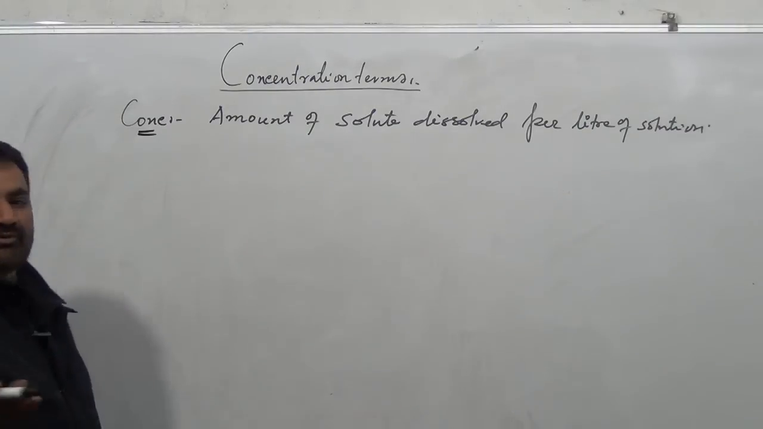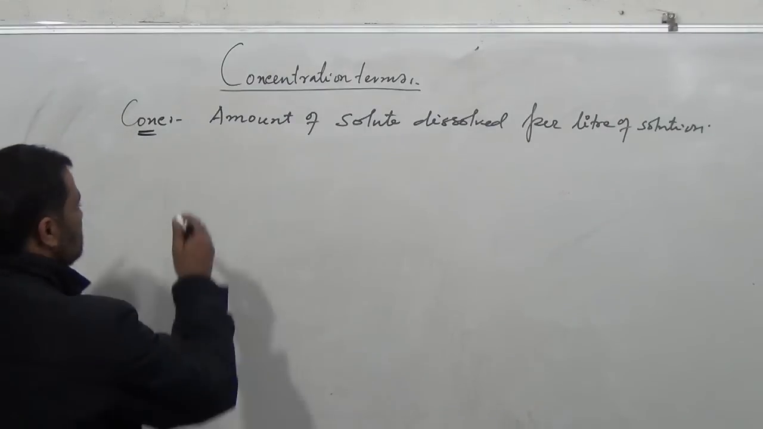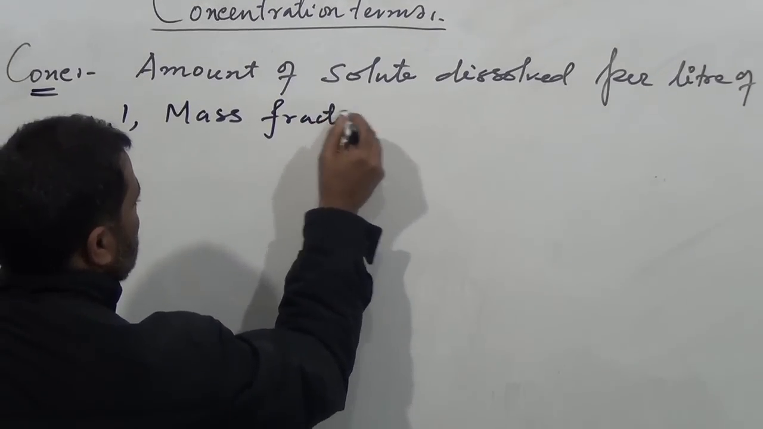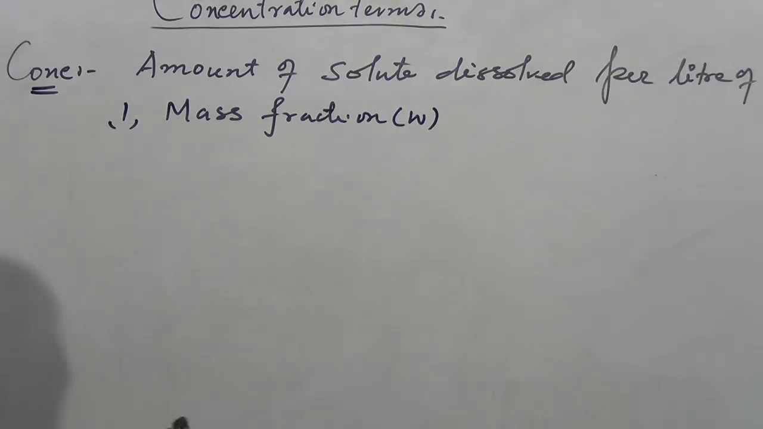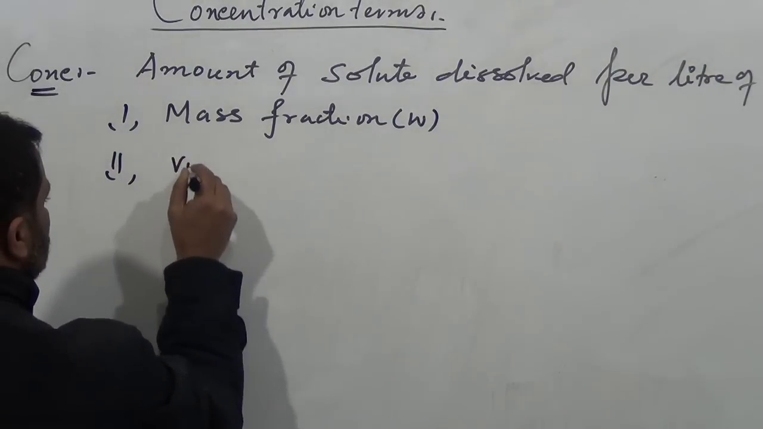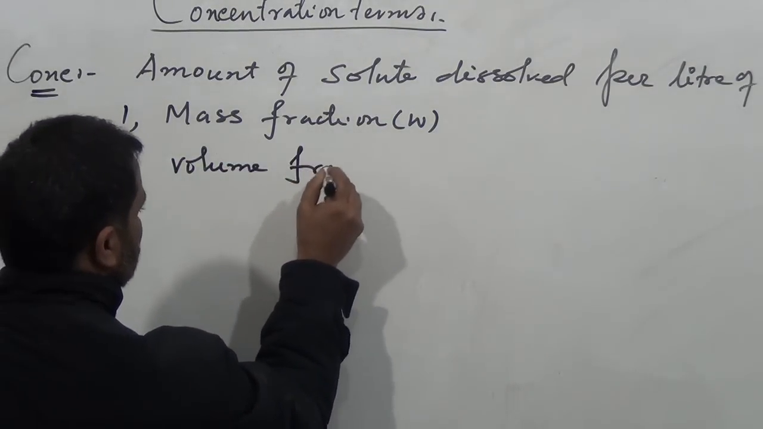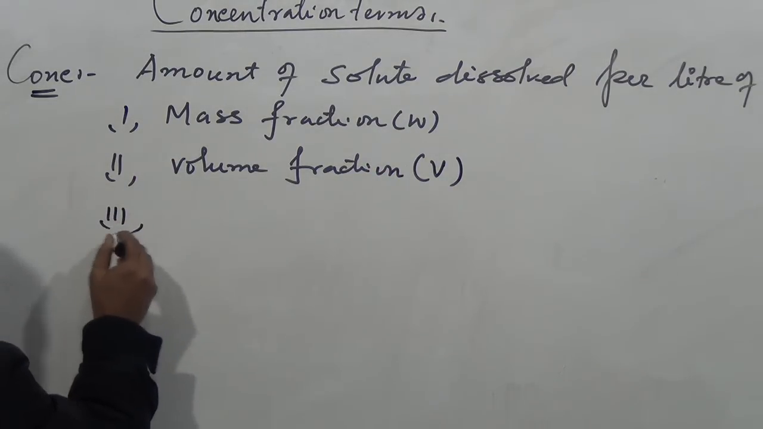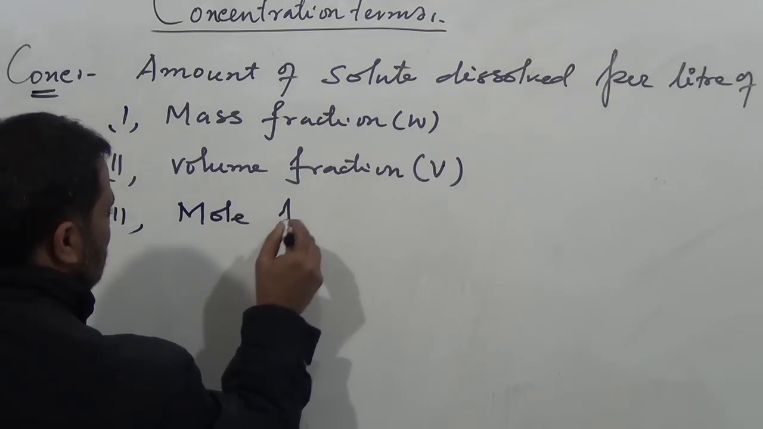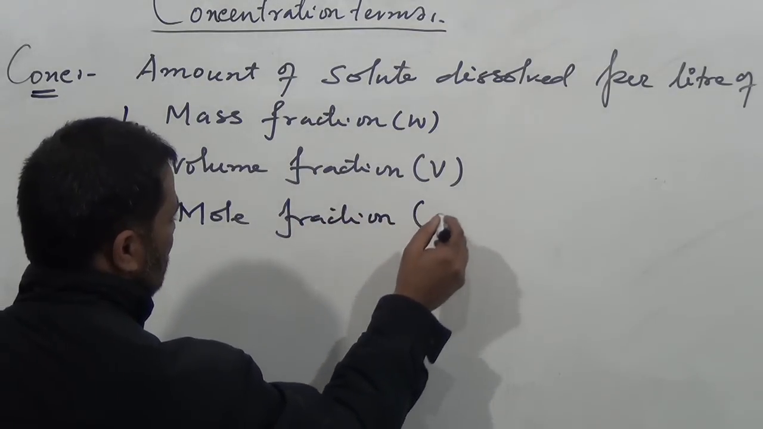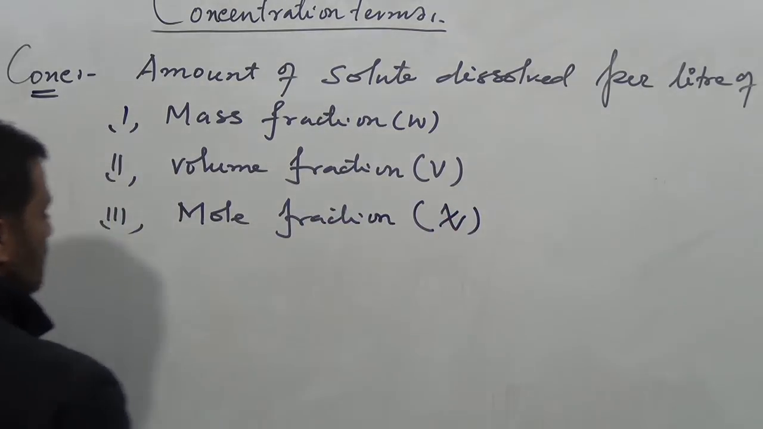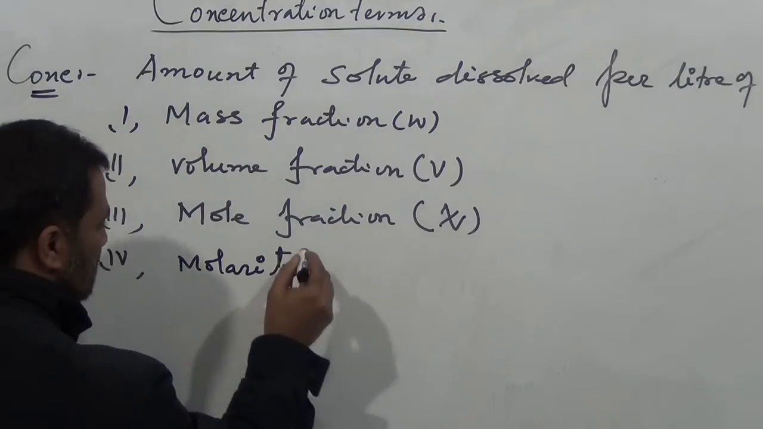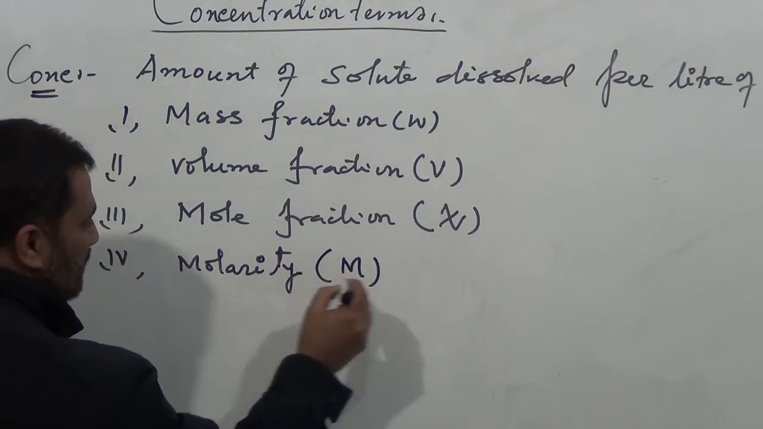So there are different ways to express the concentration of solution. First is mass fraction. That mass fraction is denoted by capital W. Second is volume fraction. It is denoted by capital V. Third, it is mole fraction. It is denoted by chi. Fourth, it is molarity. It is denoted by capital M.